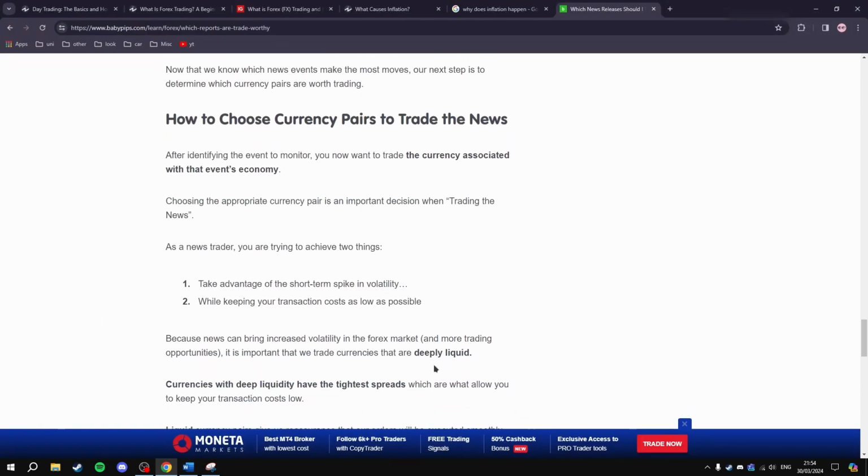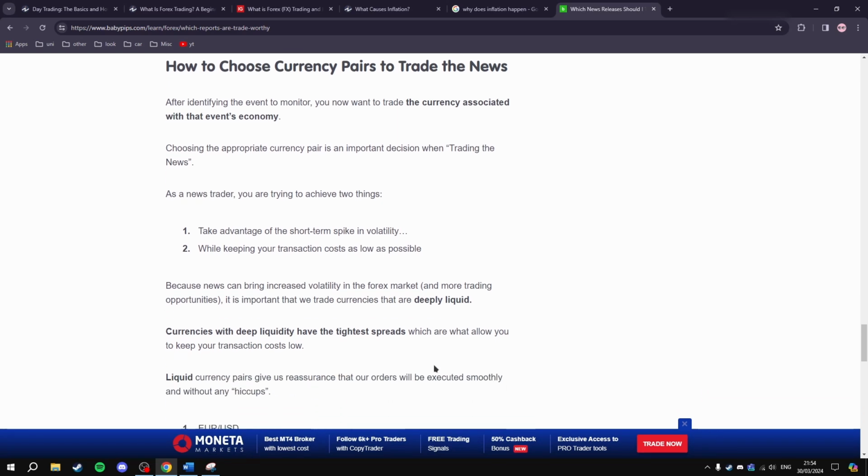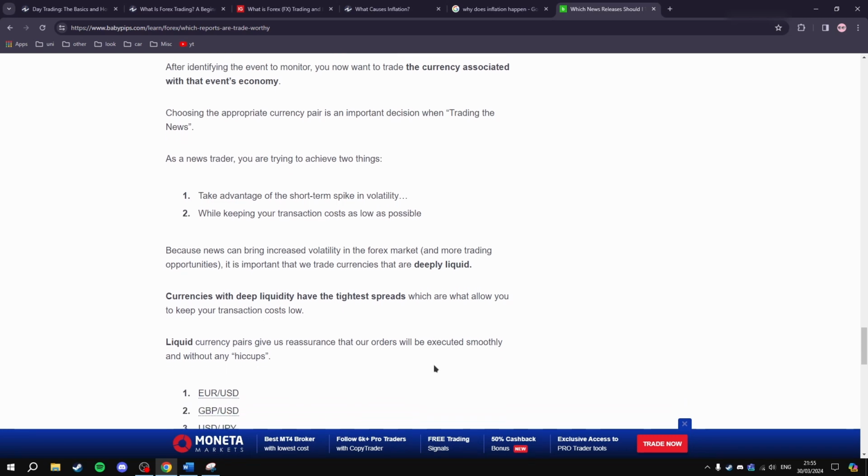Now that we know which news events make the most moves, our next step is to determine which currency pairs are worth trading. How to choose currency pairs to trade the news. After identifying the event to monitor, you now want to trade the currency associated with that event's economy.